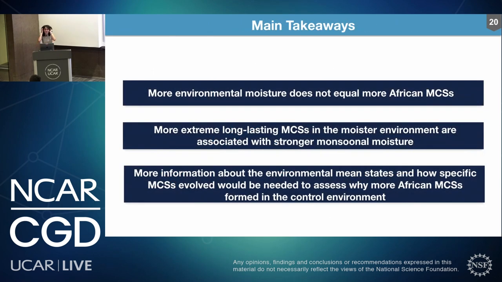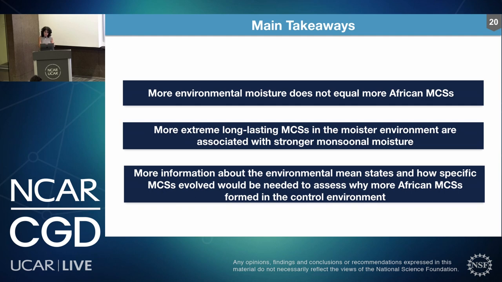So now, for the summary, the main takeaway is that, first of all, environmental moisture does not equal more African MCSs, because we saw that we had a greater number of MCSs in the control compared to the moist. But we did see more extreme, long-lasting MCSs in the moist environment. And because of the moisture difference between the moist and the control with the West African monsoon, we can see that these longer-lasting and larger-area systems can be associated with the monsoonal moisture.